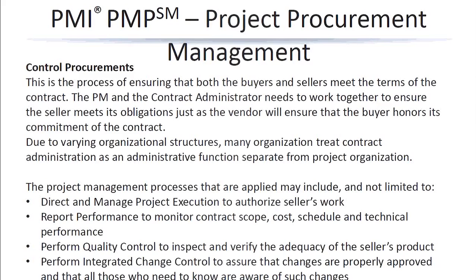Okay. So the project management processes that are applied may include direct and manage project execution to authorize seller work. So during control procurements, what the performing organization does is direct and manage project execution. From the buyer's perspective, he needs to ensure that he authorizes the seller's work while he's doing direct and manage project execution.